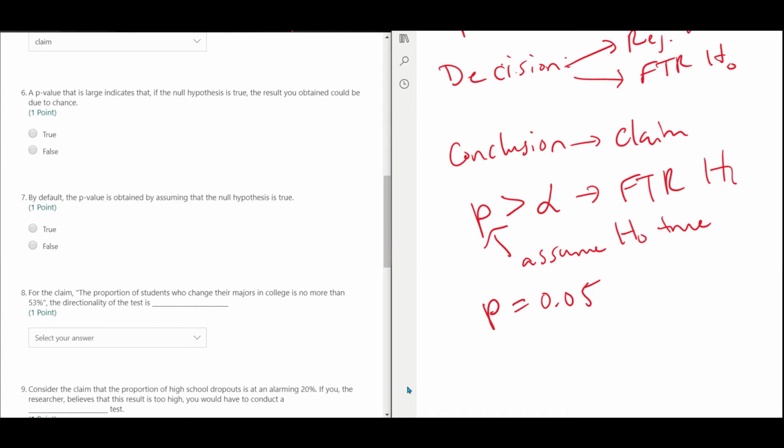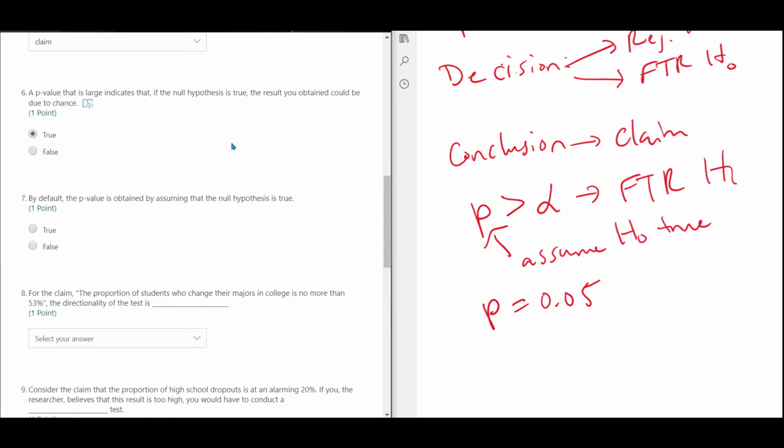All right, so basically, if something can be due to chance, that means that it's probably just a fluke, right? So it's probably just something that occurred due to chance. And if that's the case, that means you don't have a strong set of evidence to overturn the null hypothesis, unfortunately. Now, if you say that it's not due to chance, then that means you have enough evidence. So a p-value that is large means you don't have enough evidence, which means it's due to chance.